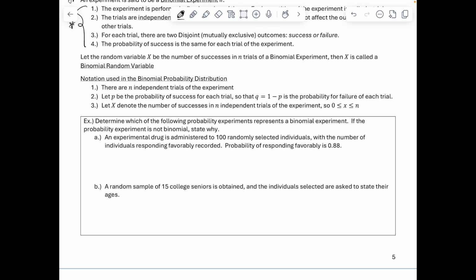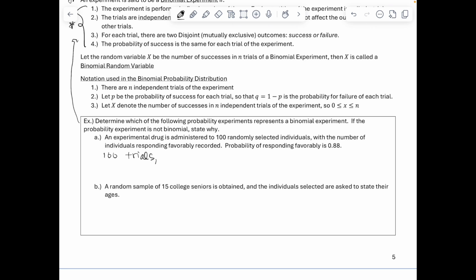Right below this we have an example that says determine which of the following probability experiments represents a binomial experiment. If the probability experiment does not represent a binomial experiment, state why. Part A says an experimental drug is administered to 100 randomly selected individuals and the number of individuals that responded favorably is recorded. Probability of responding favorably is 0.88. In order for this to be a binomial probability distribution, it has to meet those 4 requirements listed above. The first is a fixed number of trials, and we do. We have 100 trials.